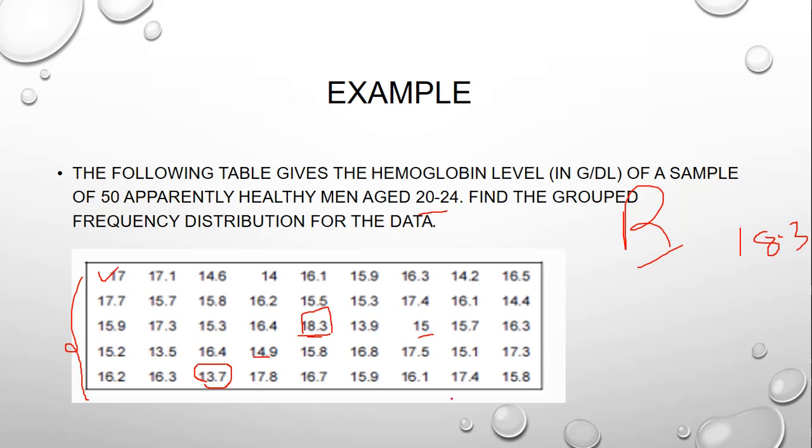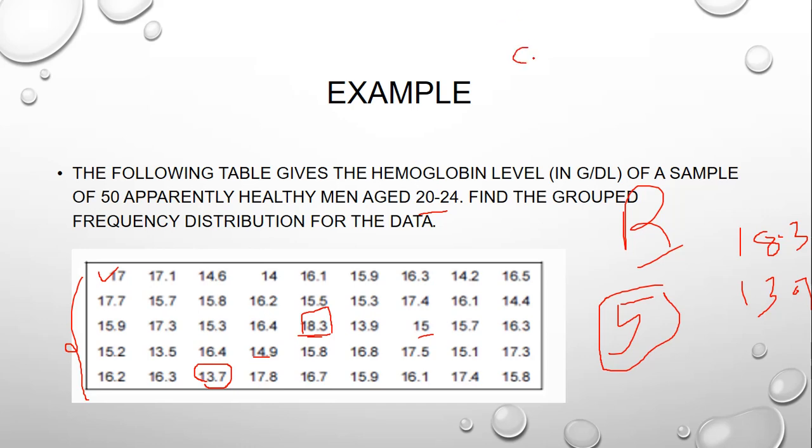Okay, you can take 13.7 as your lower limit. When you find the difference between upper and lower, you get approximately 5. So our class interval width should be 5. If the class interval width is 5, it will be a meaningful way. Now I will show you how to construct.